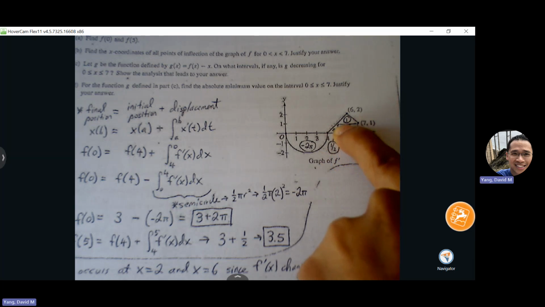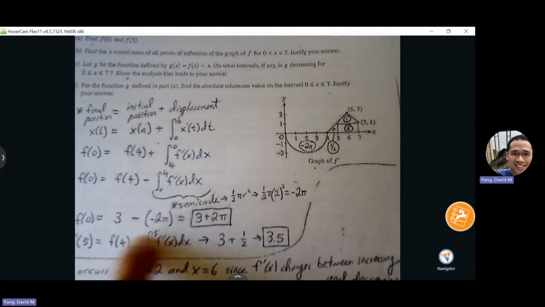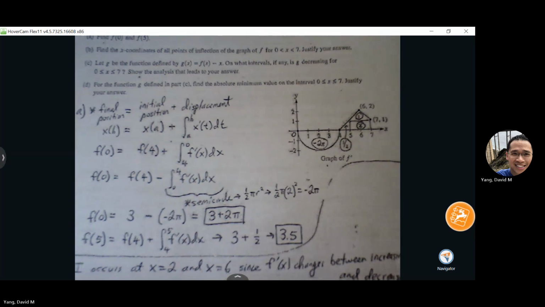Right, just a semicircle. So just -2 pi because it's below the x-axis. So I'm starting at 3 and I'm going minus the -2 pi, which becomes 3 plus 2 pi.